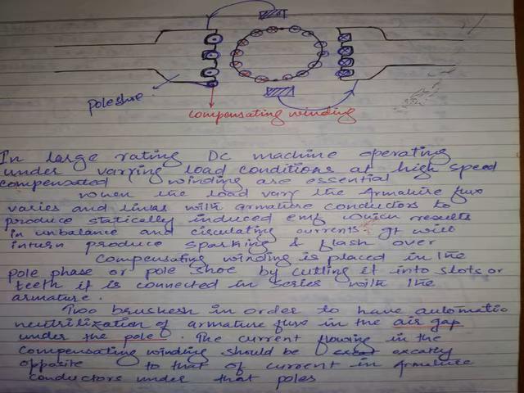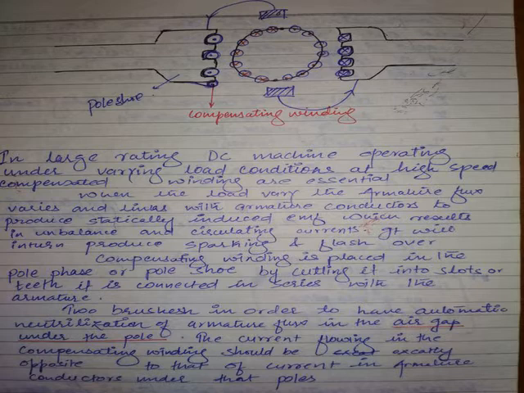Since it is connected in series, what should be the current flowing in the compensating winding? It is IA. Remember, compensating winding is outside. If you make a machine like this, how is the compensating winding connected? After the brush. So you can think like this, this is the compensating winding. You are writing, compensating winding is connected in series with the armature. It doesn't mean that you are taking the compensating winding inside the armature. It is through brush. So what is the current flowing in the compensating winding?